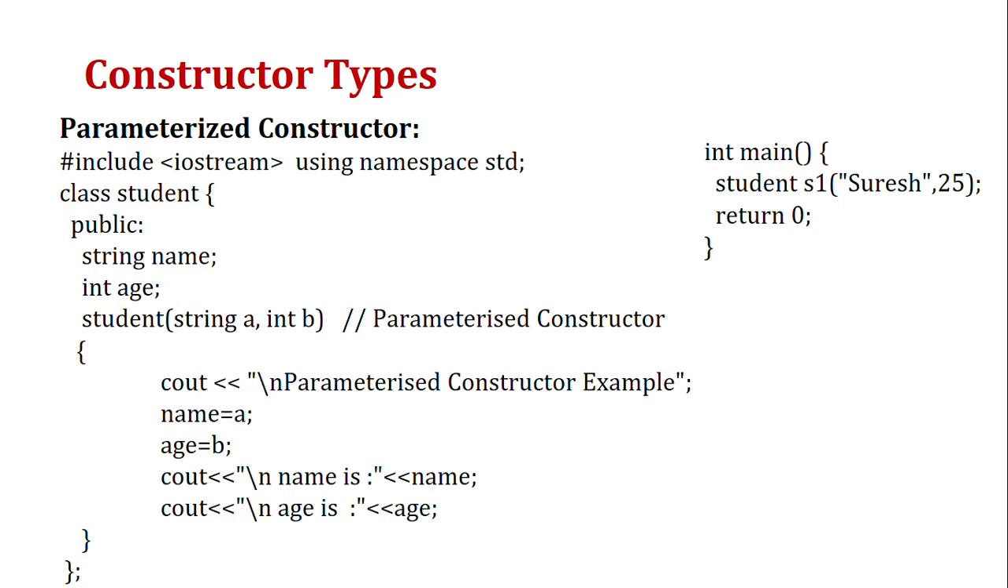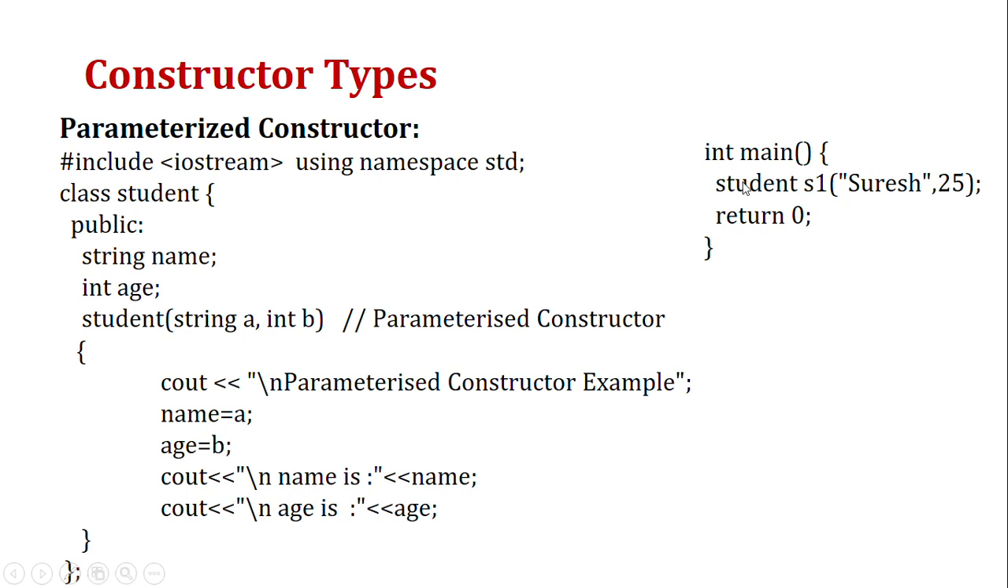Let's see the example. The same Student class, public scope. Here I am having two object data members, name and age. And here I am having a constructor because it has the same name as the class name. It's a function and it is having two parameters, and hence it is called a parameters constructor. These two parameters are used to initialize the name and age of the student object. After that, I am displaying them at the end of the class.